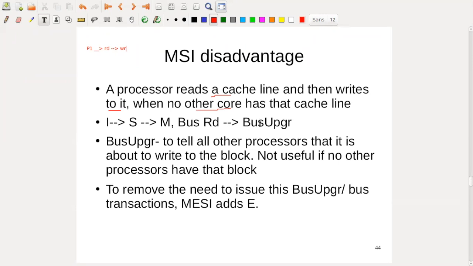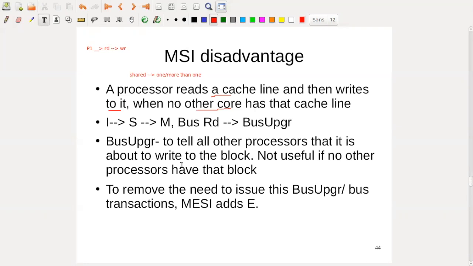So this is an unnecessary step here, and the problem here is because we have only three states, we don't have any extra state to indicate that it is only in the current processor. Remember that the shared state indicates that this is in one processor or more than one processor. So this doesn't really tell us whether it is in just one processor or in two processors or three processors. So it's just one state here.